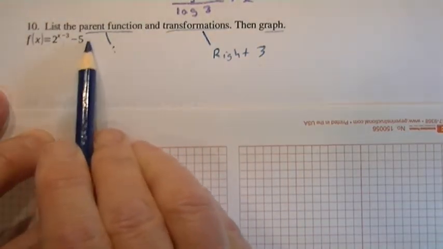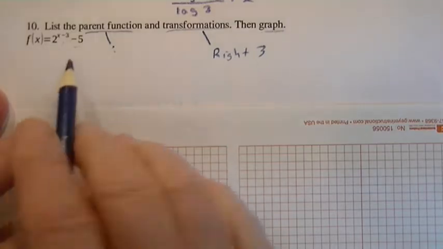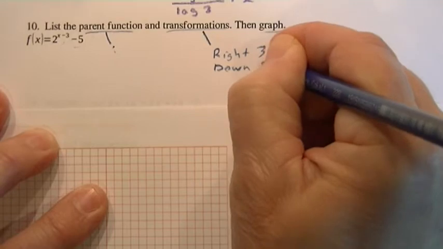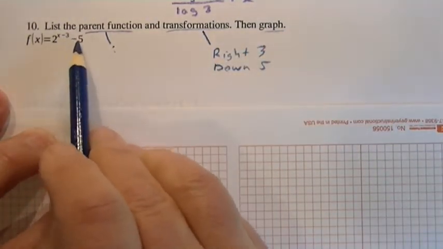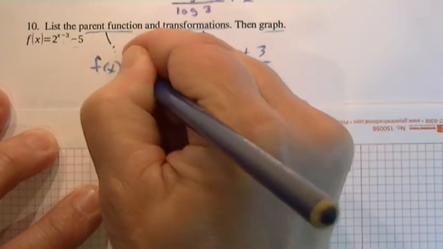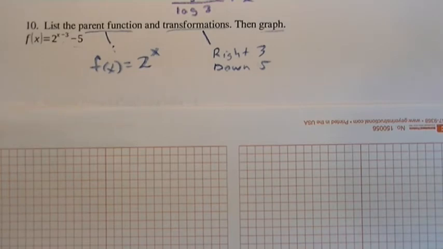And then finally we've got this minus 5, and that's after we've done the power. After we've raised 2 to whatever number, then we do that subtraction of 5. So that happens after the fact, which makes that a down 5. Those are the two transformations. So we just take those things away, and the parent function is just f of x equals 2 to the x.